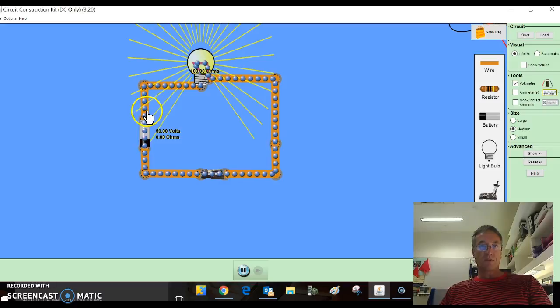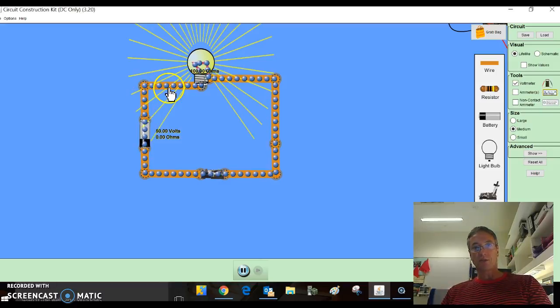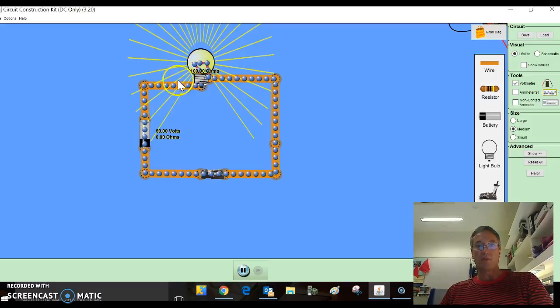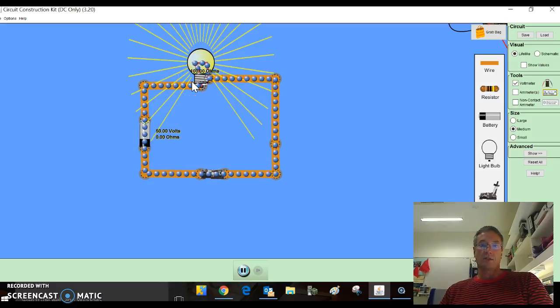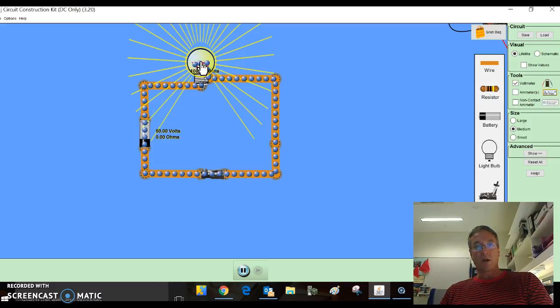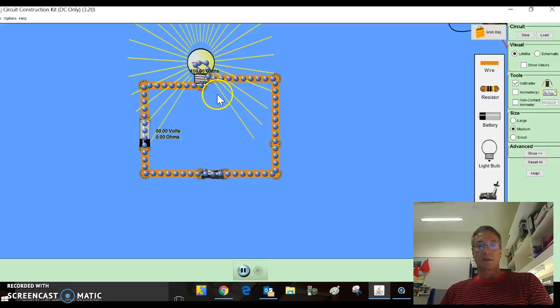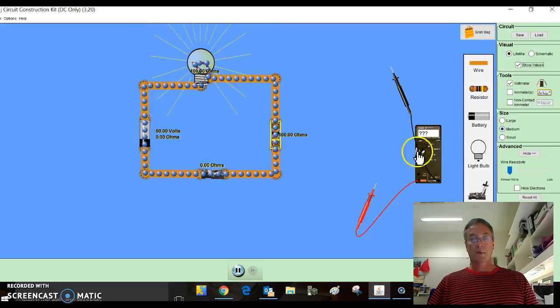So the battery's still giving 50 joules of energy to each coulomb of charge, but now there's only one component in the circuit where the charges spend that energy, and that's the light bulb. So now 50 joules of electrical energy is being spent, I shouldn't say lost, sorry, being transformed into light and heat at the light bulb. So instead of 25 joules, now 50 joules. So more energy, more light. So that's why the light bulb is brighter now.